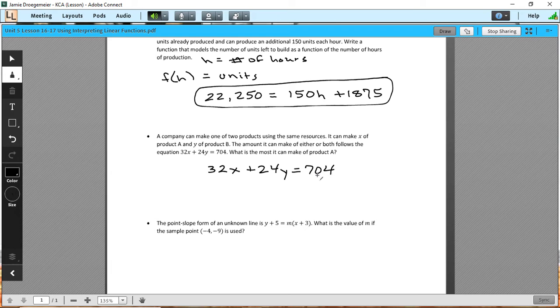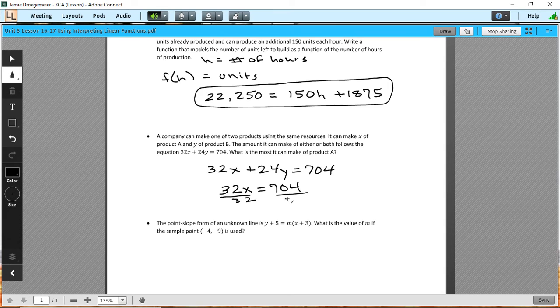We want to know what is the most that it can make of product A. Well, if we're just making product A, that's how we would make the most of it. That means that we're making none of product B. And so really what we're finding here is an intercept. We're going to plug in 0 for y. So 24 times y is 0. That just zeroes out, and we're left with 32x equals 704.